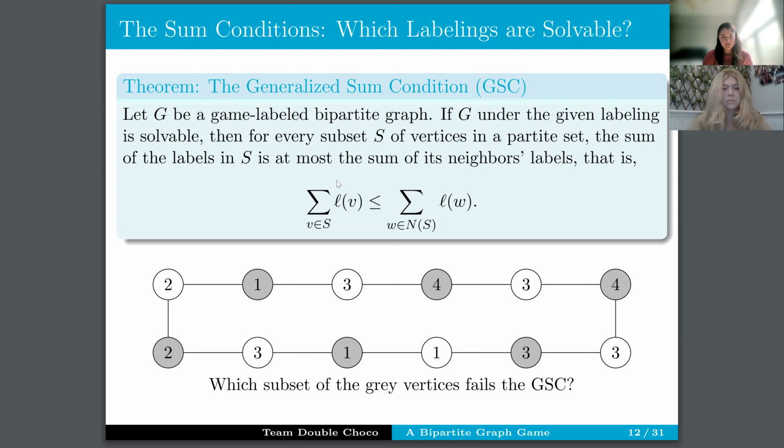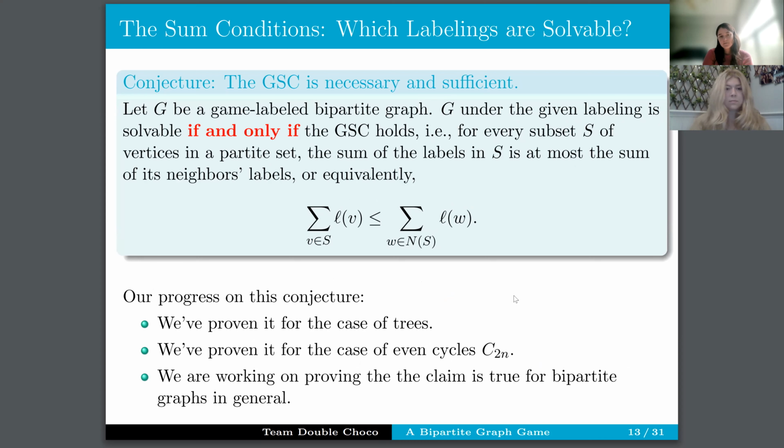And there's some notation. So looking at the graph below, can you figure out which subset of the gray vertices fails the GSC? Go ahead and pause the video and see if you can find it. So it's actually going to be these 3 gray vertices, the 4, and the 3. You can see that their label sum is 11. However, the label sum of their neighborhood is just 10.